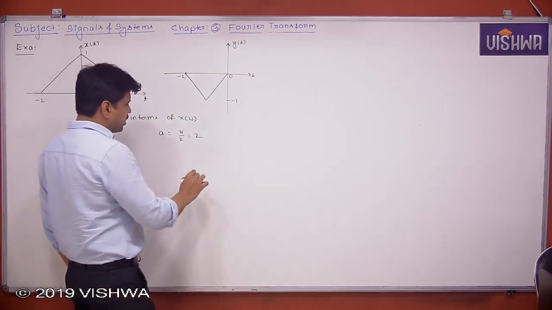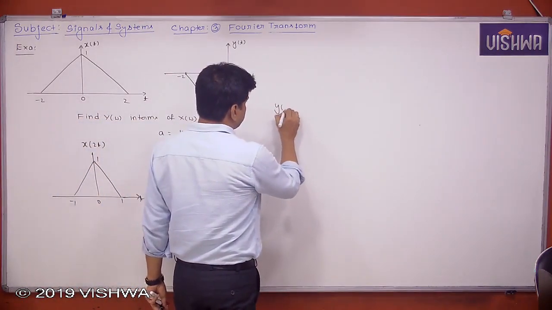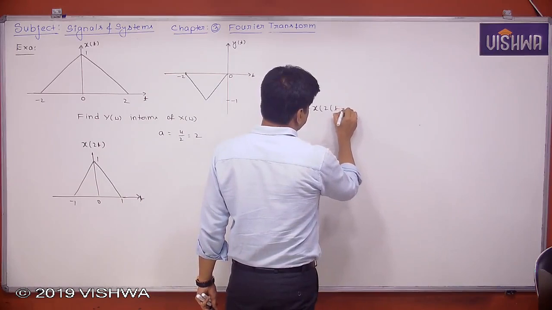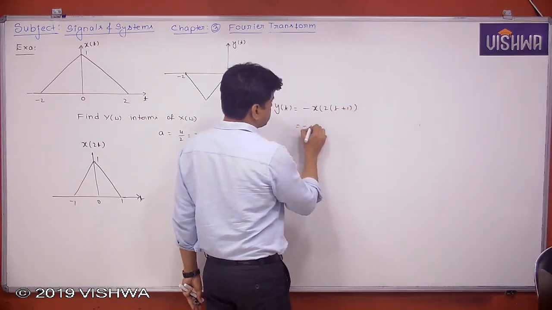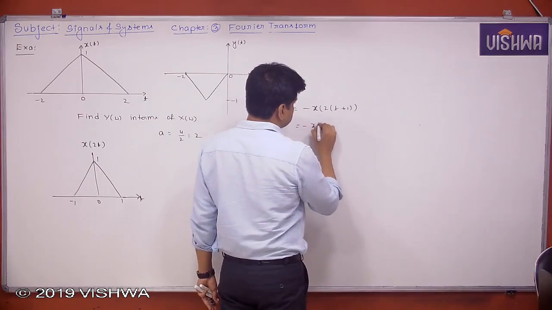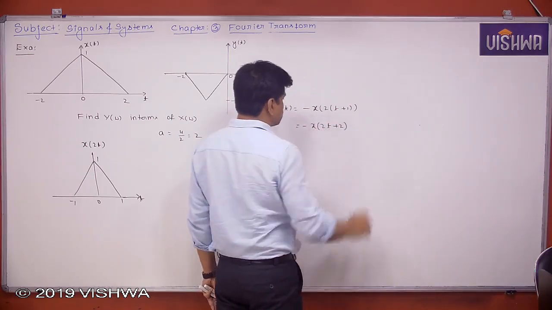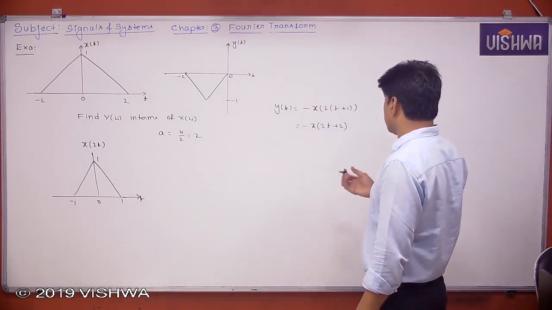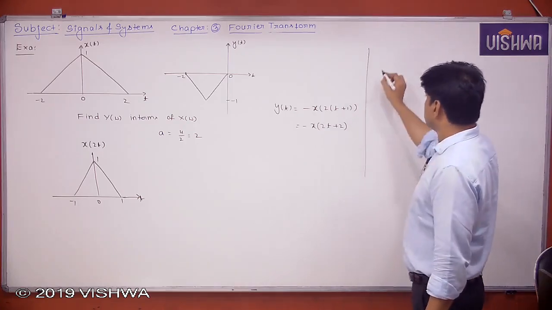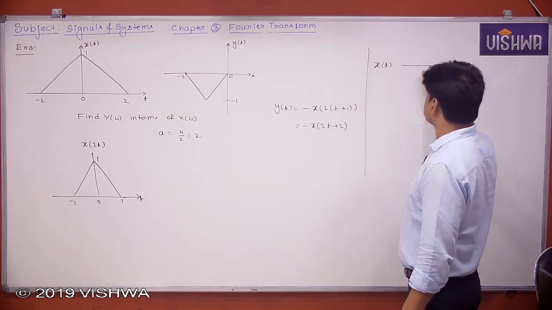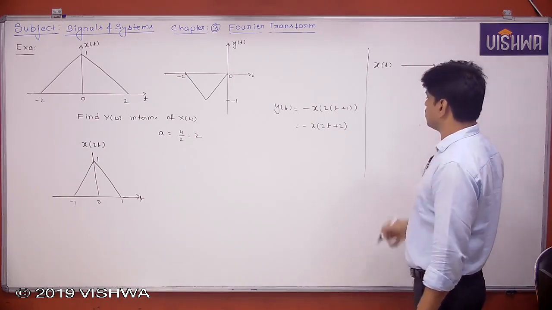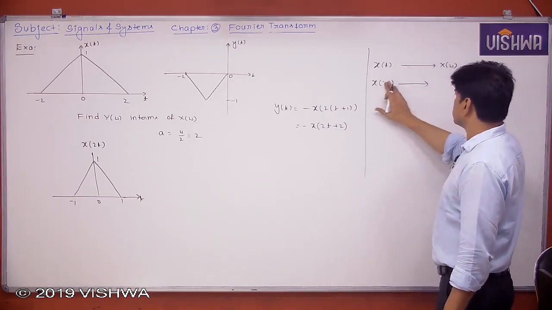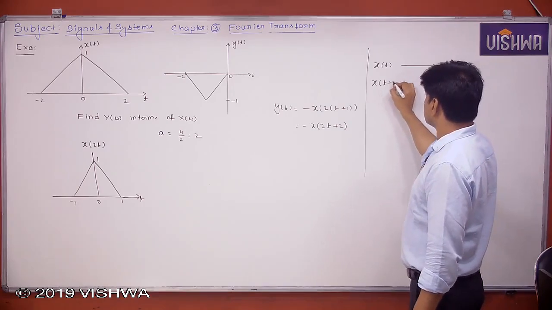So simply I can write from this y of t is equal to minus x of 2 into t plus 1. So this is nothing but minus x of 2t plus 2. So this is the relation between y of t and x of t. Now let's see one by one what we can say. For x of t, let's call Fourier transform is x of omega. For x of 2t plus 2, better, t plus 2.